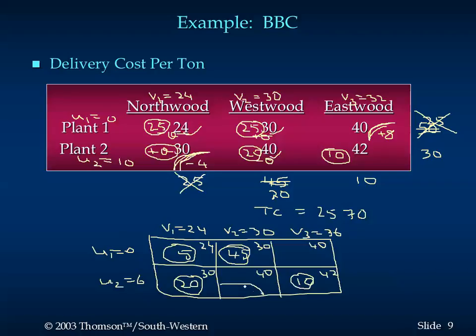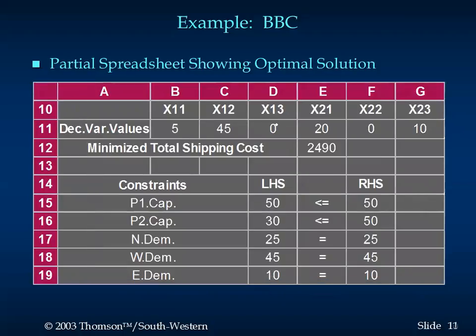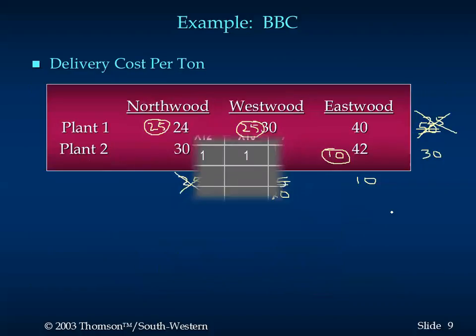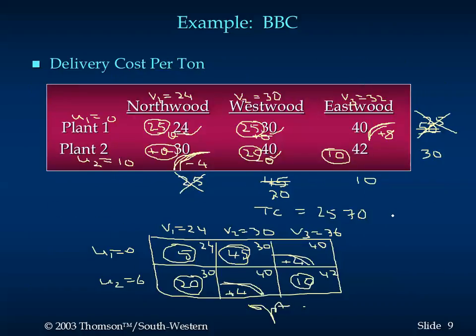Now when we calculate delta J's, 40 minus 6 minus 30 is plus 4. And 40 minus 0 minus 36 is plus 4 also. And so this is optimal. Is it the same as what they got? 5, 45, 0, 20, 0, 10, which is what they got. And the cost will be 249. So this is the method we use.